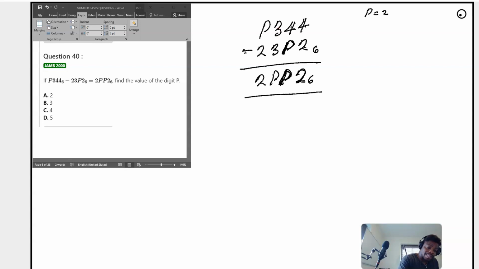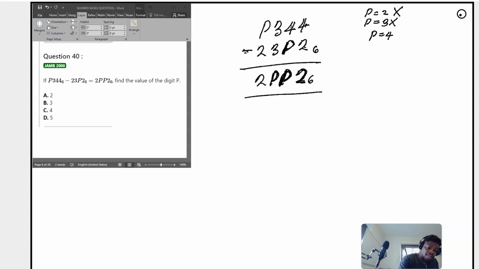3 minus 3, that is 0. But p, we assume is 2, so it's not 0. So p is equal to 2 is out. Let's say p now is 3. Let's use 3 here. 4 minus 2 is 2. Okay, we are assuming p is 3. So 4 minus 3, that is 1. And p is 3 here, which is not equal to 1. So 3 is out. Let's say p is 4 now.